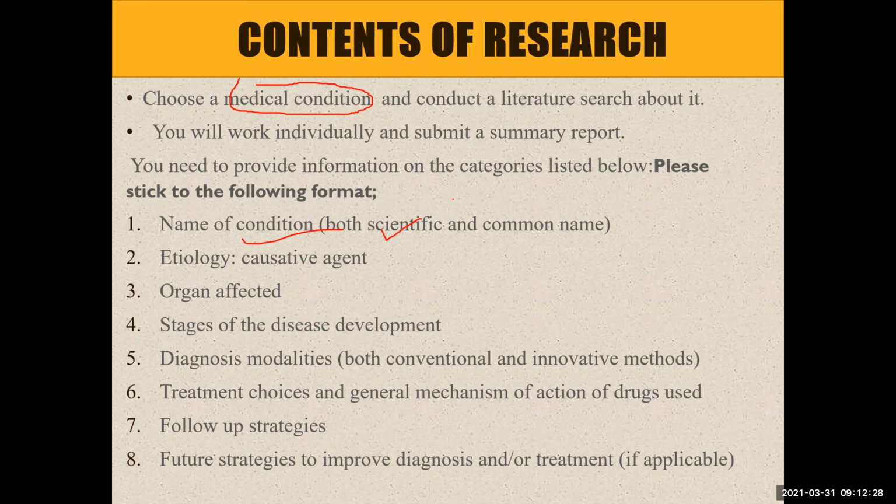So the first paragraph should be about the name of the condition. You can give a small introduction about where this disease started. For example, COVID-19 was first discovered in China, or H1N1 was first discovered in Mexico. And how and where it was found, a little bit of introduction about the disease with the common name and the scientific name.